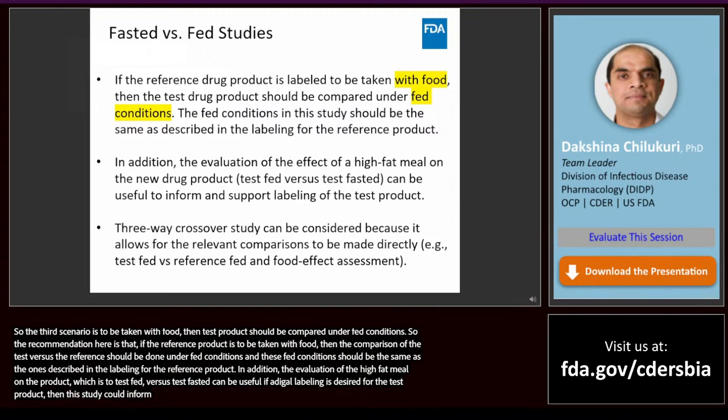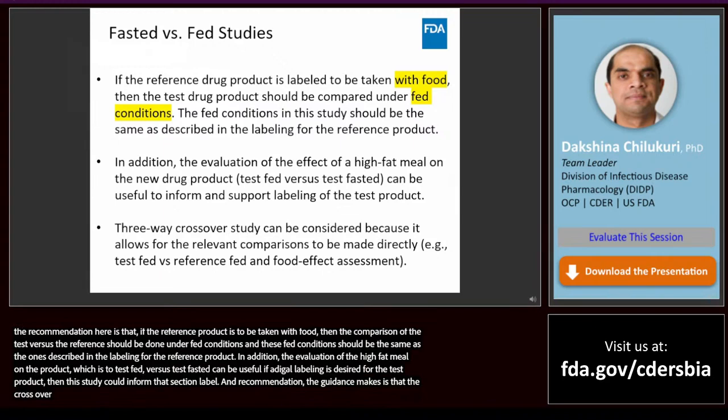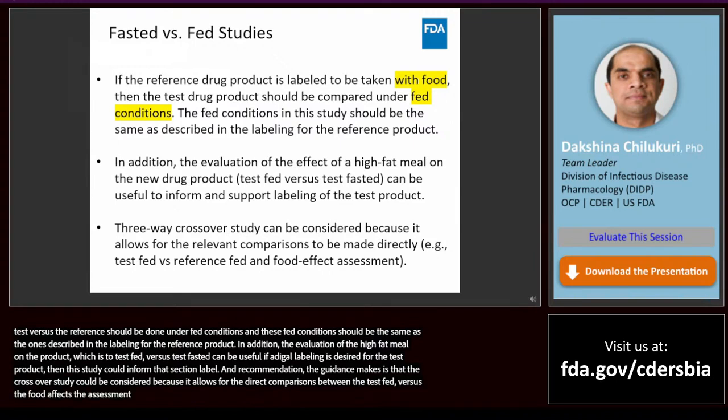And a recommendation that the guidance makes is that a 3-way crossover study could be considered, because it allows for the direct comparisons or relevant direct comparisons between the test fed versus reference fed, and also the food effect assessment, which is the test fed versus test fasted. So the 3-way crossover study could be considered for this scenario.